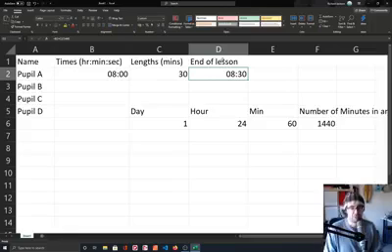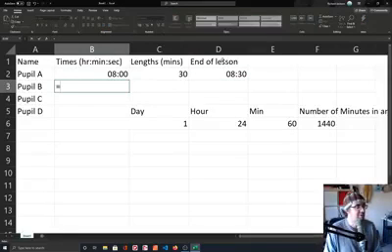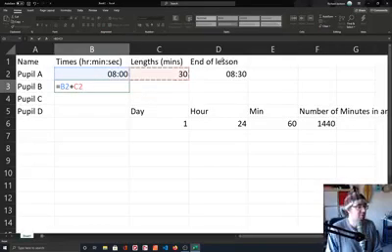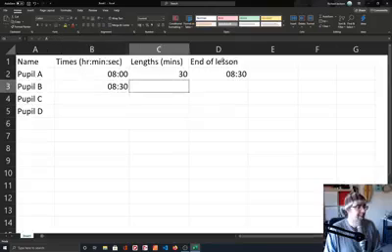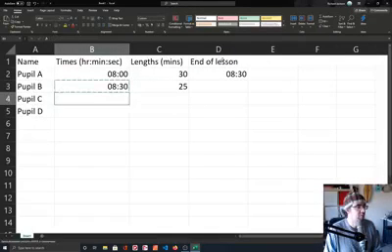What I'll typically do when I'm building a timetable is have this refer to the row above, so the second pupil will start when the first pupil finishes. So we'll do that divided by 1440. Let's get rid of all of this. Then the next pupil could be 25 minutes, for example, and then we can just copy and paste this formula up.